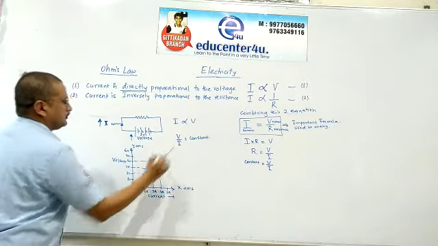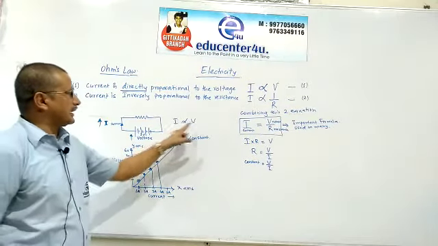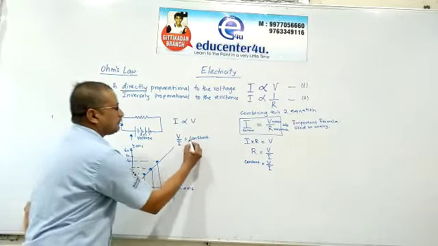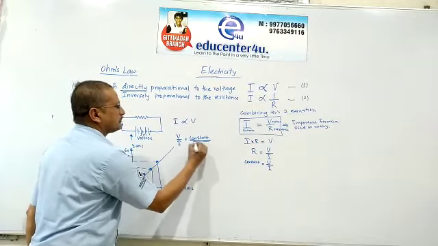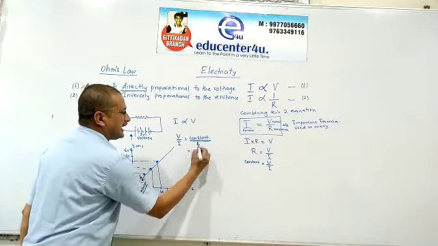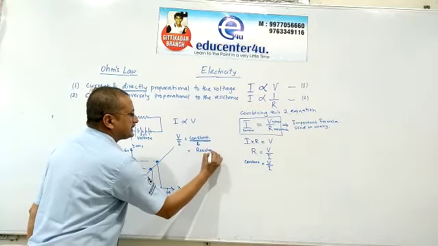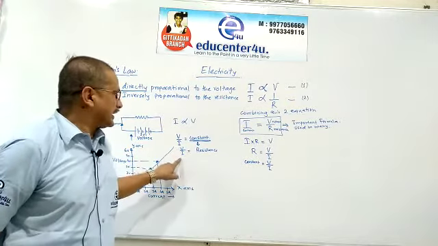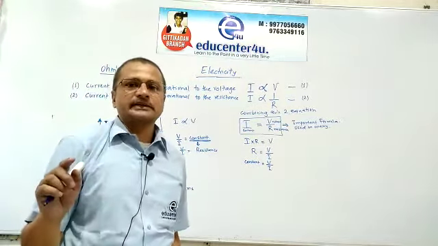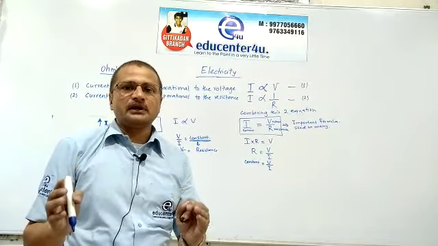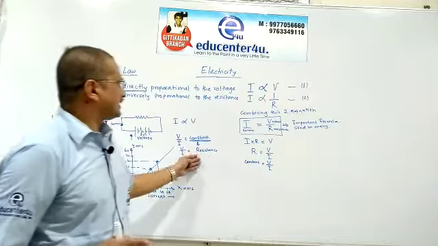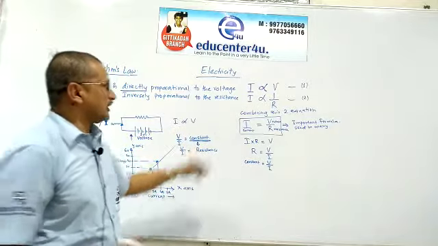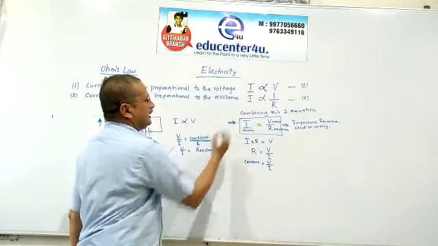So you will find that V by I, the value will always be constant in any circuit, and that constant is known as resistance. Resistance is voltage by current in any particular circuit. You will find the value will be constant. So that is called Ohm's law. Ohm's law states that.